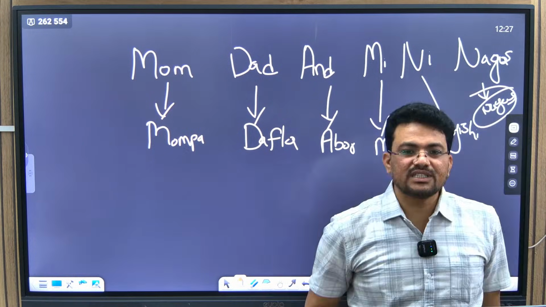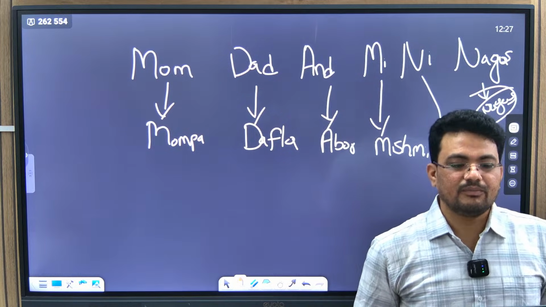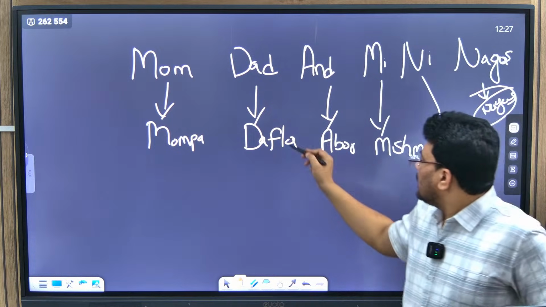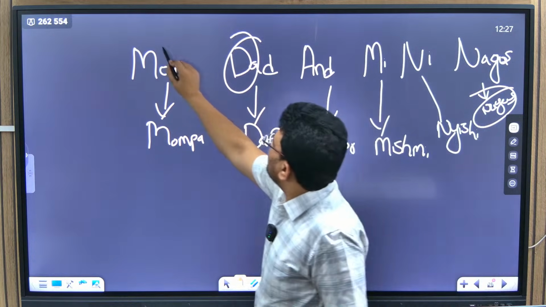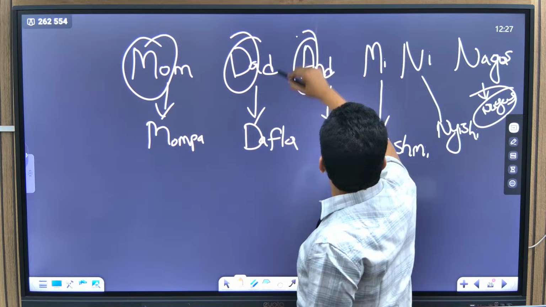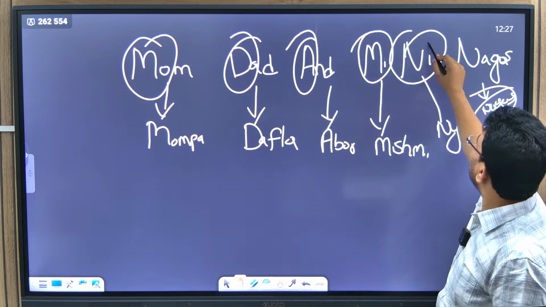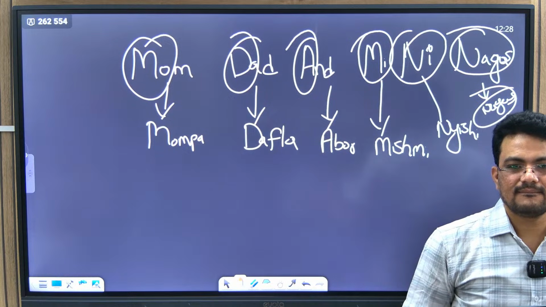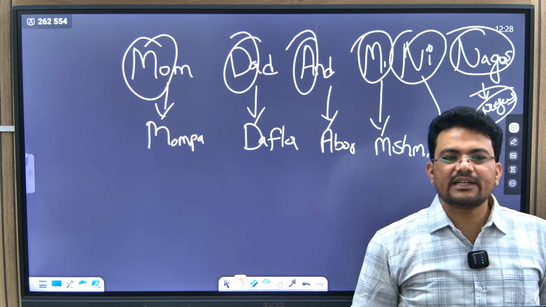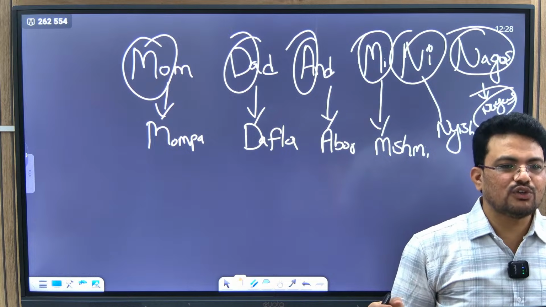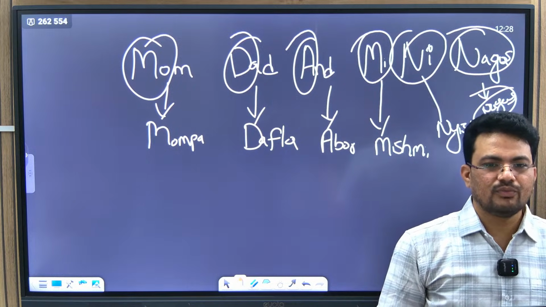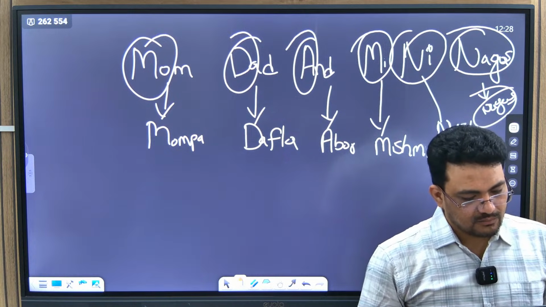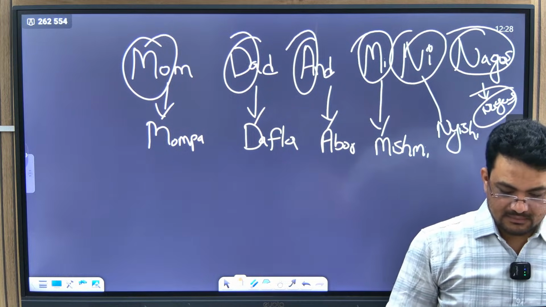Because it is mentioned in the book only, the order you have to remember. Monpa, Dafla, Abor, Mishmi, Nishi, and Nagas. See, if you don't get connected now, in your free time make a different code also to remember. Right. That's it.